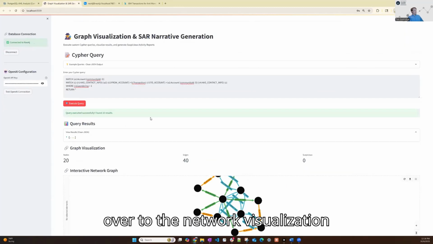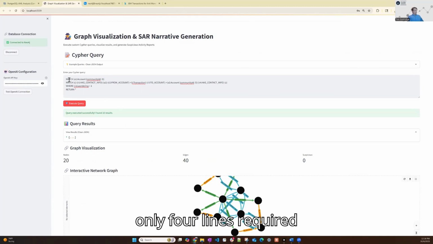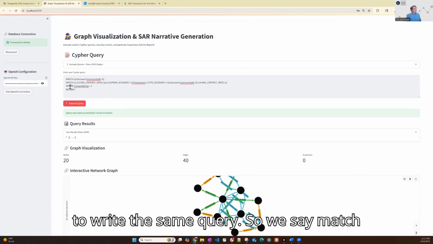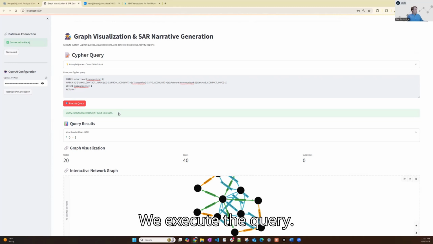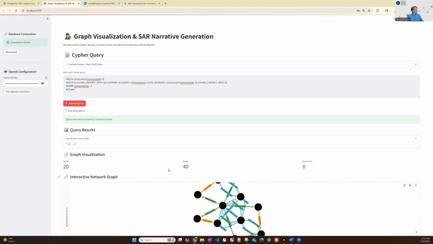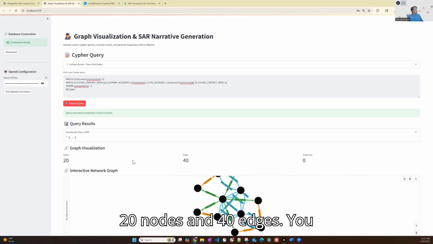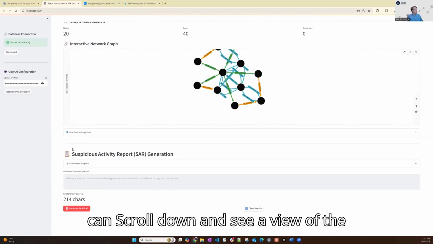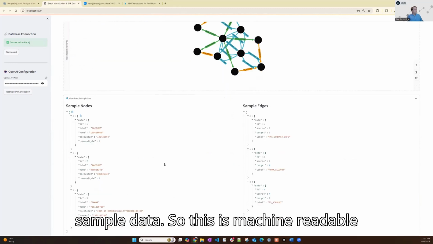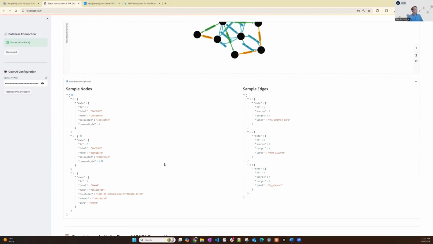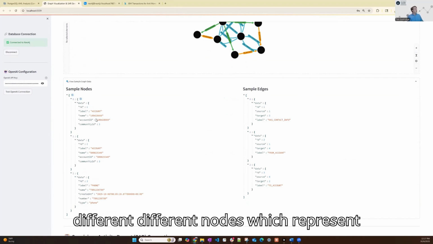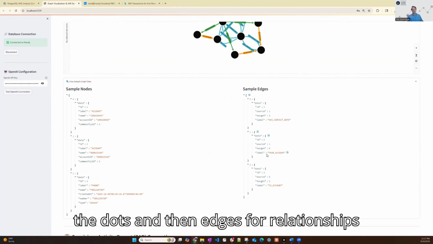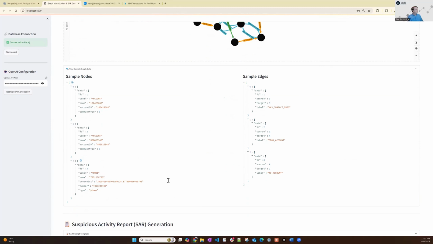Next, let's jump over to the network visualization view. So in this case, there are only 4 lines required to write the same query. So we say match this account within this community. We execute the query. It returns a graph visualization. It has 20 nodes and 40 edges. You can scroll down and see a view of the sample data. So this is a machine readable version of the network visualization above. So there are different nodes which represent the dots, and then edges for relationships which connect those dots.